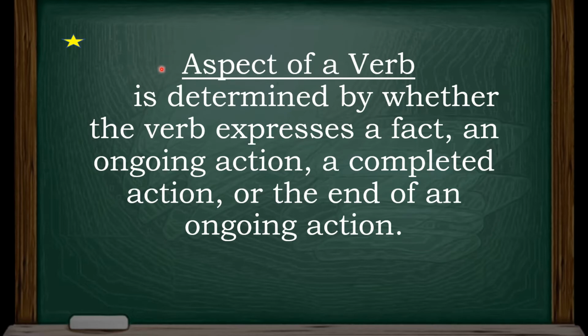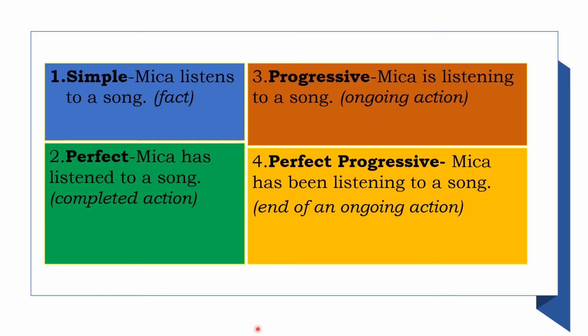For our focus for today, it is all about aspects of a verb. So aspects of a verb refers to the flow of time. It is determined by whether the verb expresses a fact, an ongoing action, a completed action, or the end of an ongoing action. It addresses whether or not the action takes place in a single block of time or if the action is continuous or repeated. We have four aspects of verb: simple aspect, perfect aspect, progressive aspect, and perfect progressive aspect.